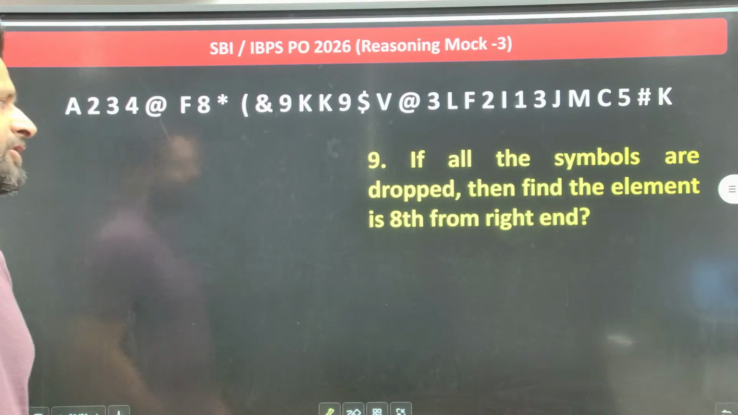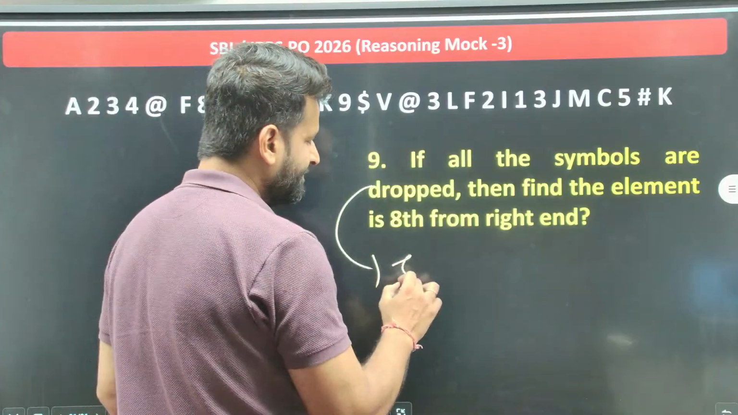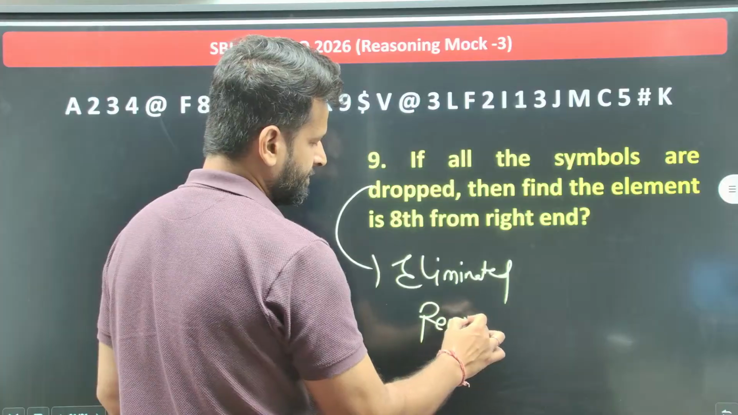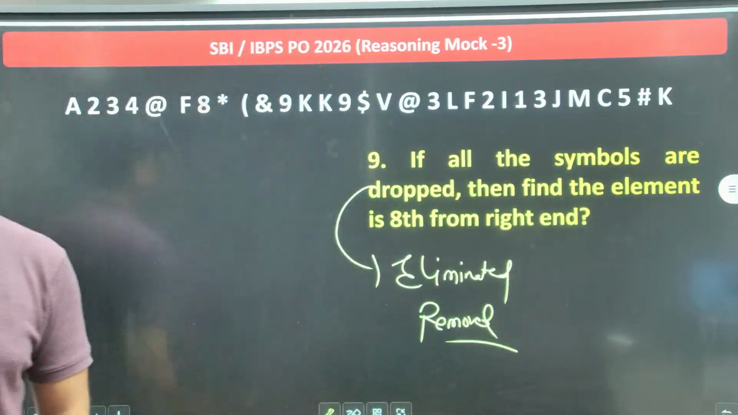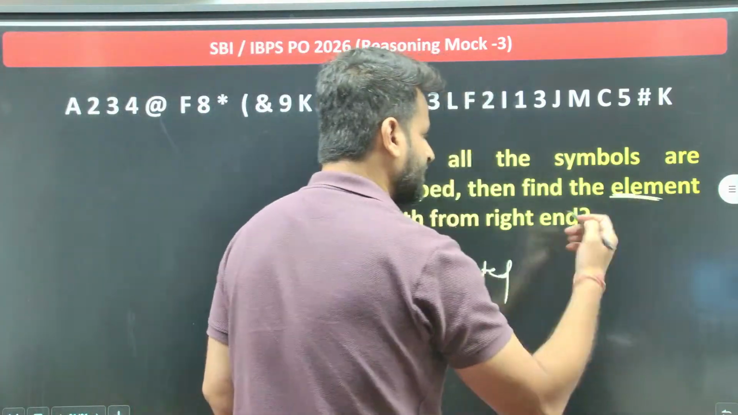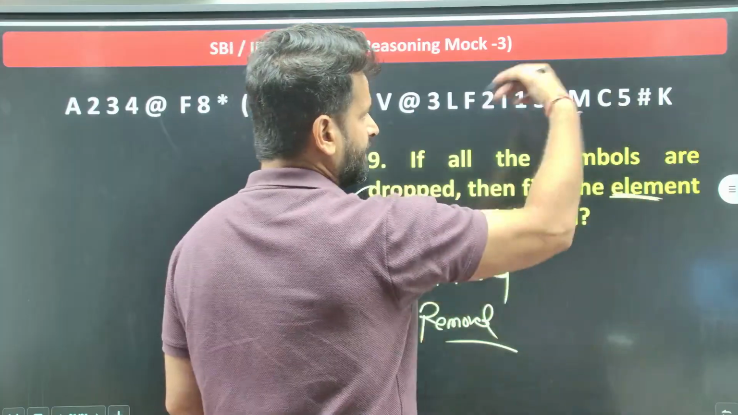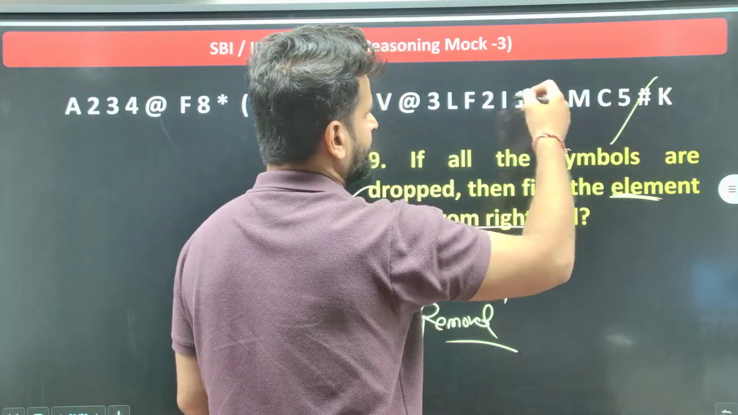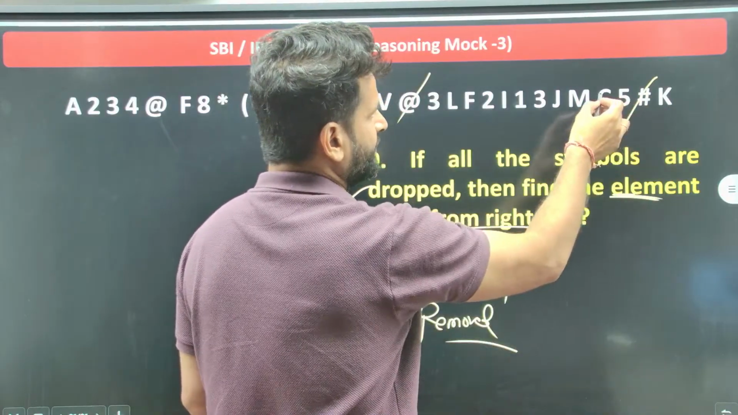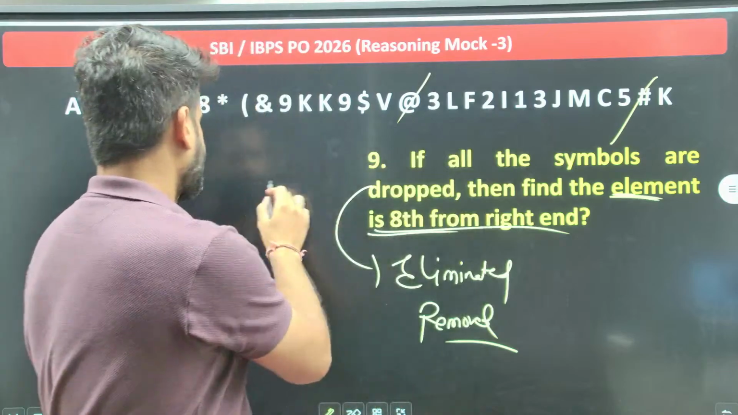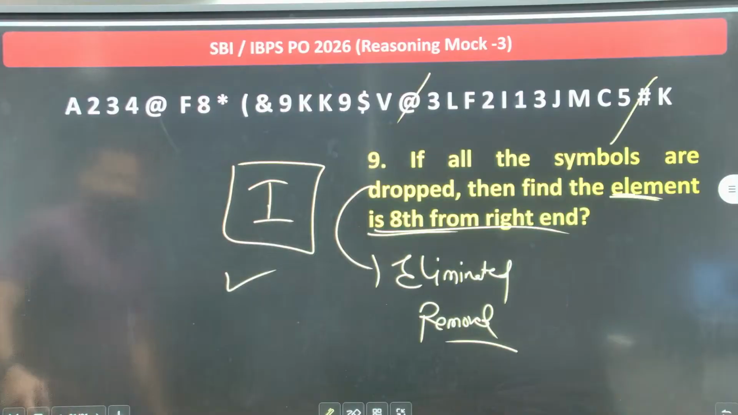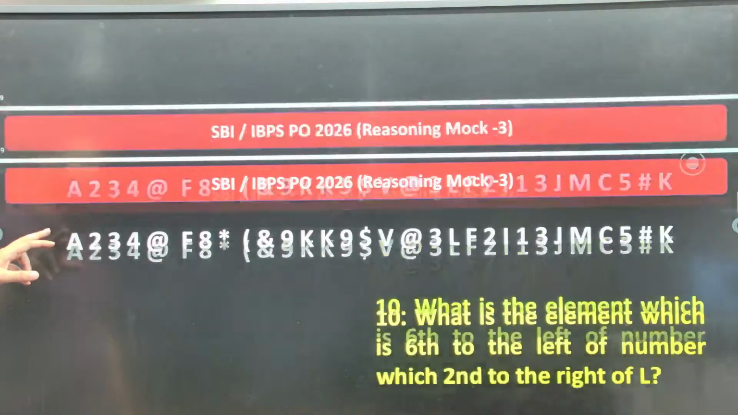If all the symbols are dropped, basically what does that mean? Eliminated. Dropped means eliminated or simply removed. Then you need to tell me which is the element. Element, count everything. 8th from the right hand. You need to drop, so just ignore all these symbols. Now count the 8th element from the right hand. 1, 2, 3, 4, 5, 6, 7, 8. I. This is your I. I for ice cream. I hope this is clear. Very good. Read it carefully.